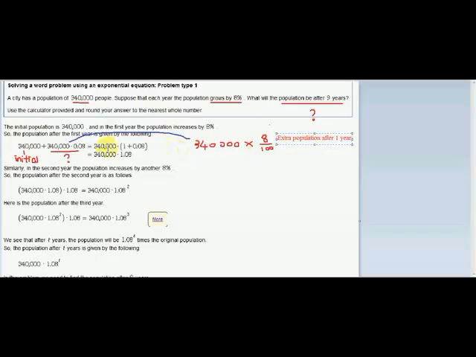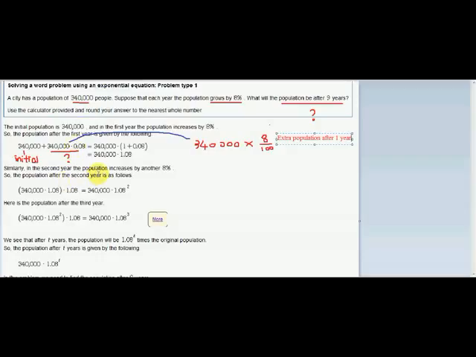Now we can factor out this 340,000 from these two terms. So we will have 340,000 multiplied by 1 plus 0.08. This is after the first year. After the first year, this is the amount of people we're going to have: 340,000 multiplied by 1.08. So for the second year, what's the population going to be? After the first year, we have this much.